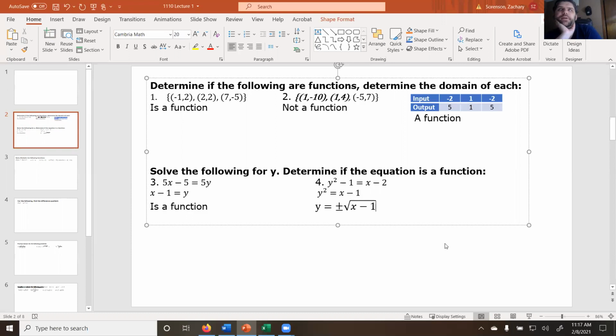Wait, did I say that right? You can have graphs that aren't lines that are functions. Yeah, I think that's what I said. Any other thoughts? Again, it's a little bit strange. It's kind of a bit of a stretch of a question, but this is not a function.